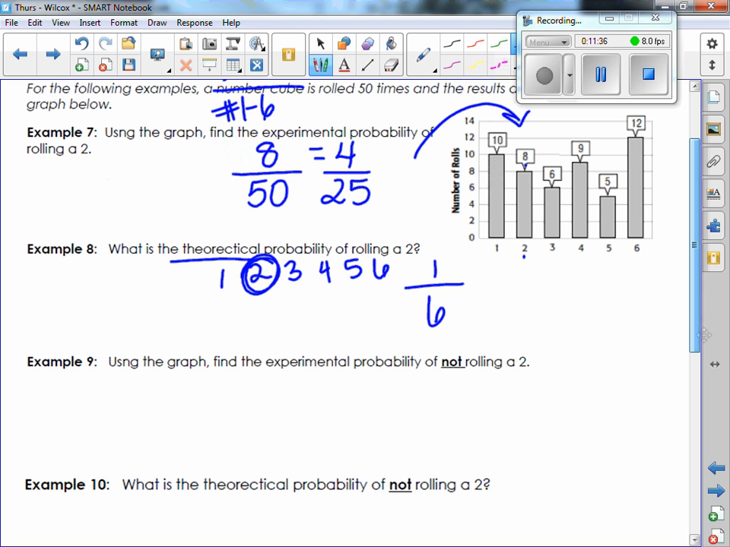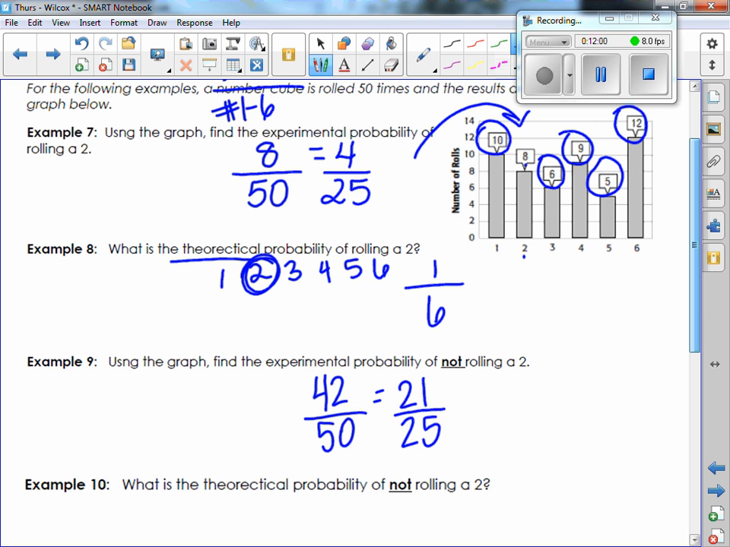Using the graph, find the experimental probability of not rolling a 2. So we want to think about 1, 3, 4, 5, and 6. Everything except for the 2. So if we were to add those all up, we would get 42 over 50. I can divide both of those by 2 and get 21 over 25. Always in probability, make sure that you have your fractions in simplest form.